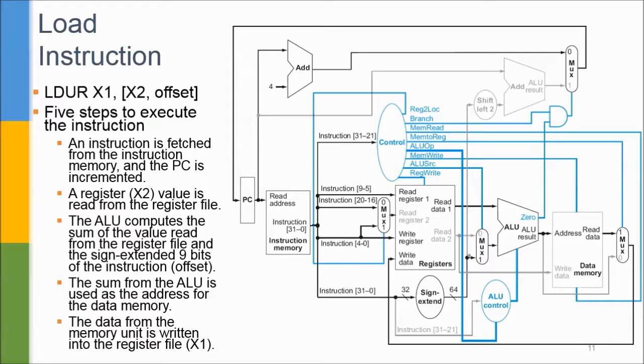Similarly, we can illustrate the execution of a load register instruction such as LDUR X1, offset(X2). The 5 steps to execute this instruction are: Step 1, an instruction is fetched from the instruction memory and the PC is incremented. Number 2, a register X2 value is read from the register file. Number 3, the ALU computes the sum of the value read from the register file and the sign extended 9-bit of the instruction offset.